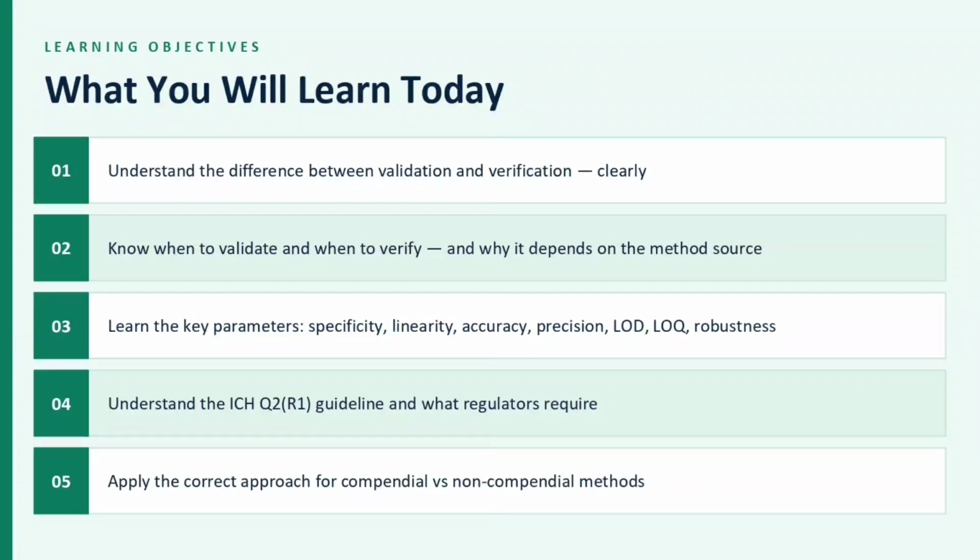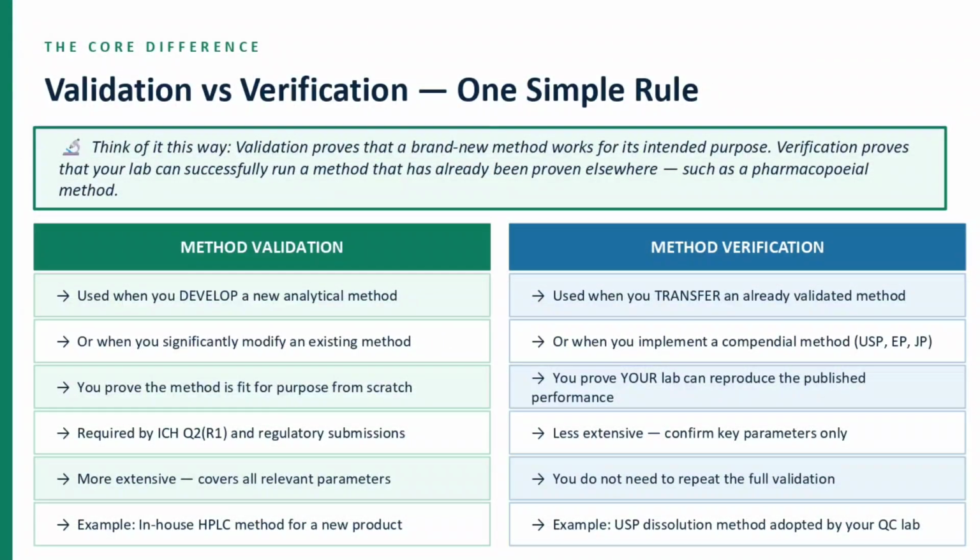And number 5, you will learn how to apply the correct approach depending on whether you are working with a compendial method or one developed in your own lab. Let us start with the fundamental question. What is the actual difference? Here is the single most important rule. If the method is new or significantly modified, you validate it. If the method already exists and has been proven elsewhere, you verify it.